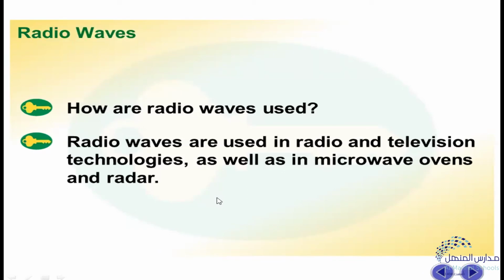Radio waves are used in radio and television technologies, as well as in microwave ovens. If you have a microwave at home, it's using a type of radio waves, and we give it the name microwave, named after the microwave rays. So number one, we have radio waves, which are used in the broadcasting of radio and television. Number two, we have the microwave, which we use in cooking and also in radar. What is radar? Radar is a device that is used to detect the speed of cars.